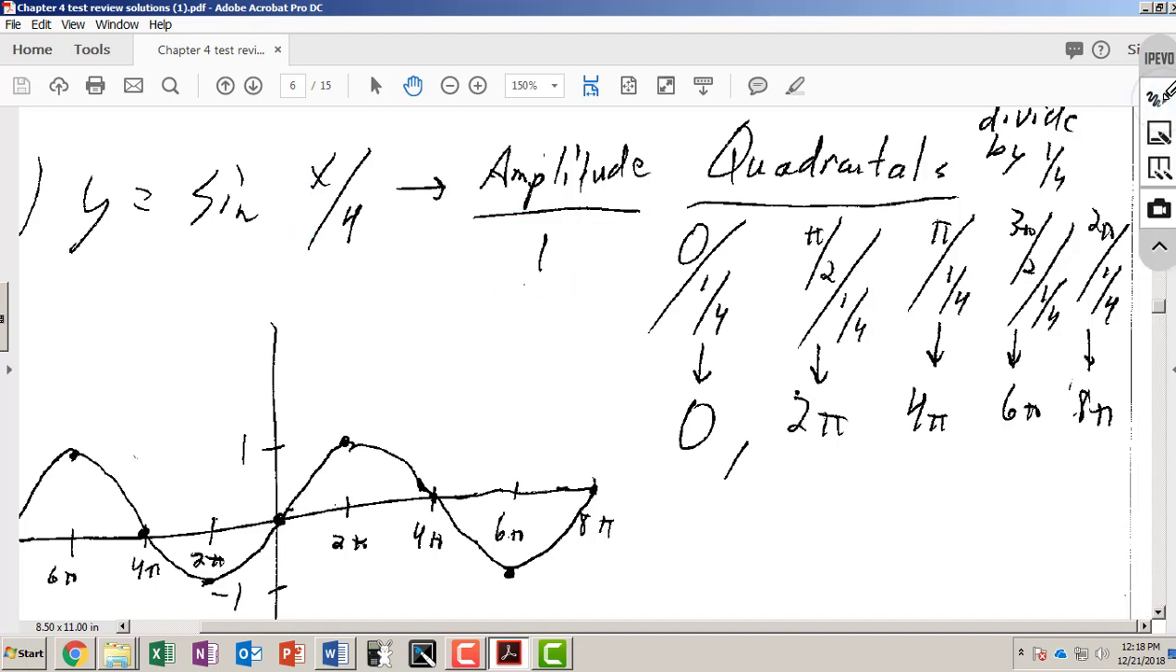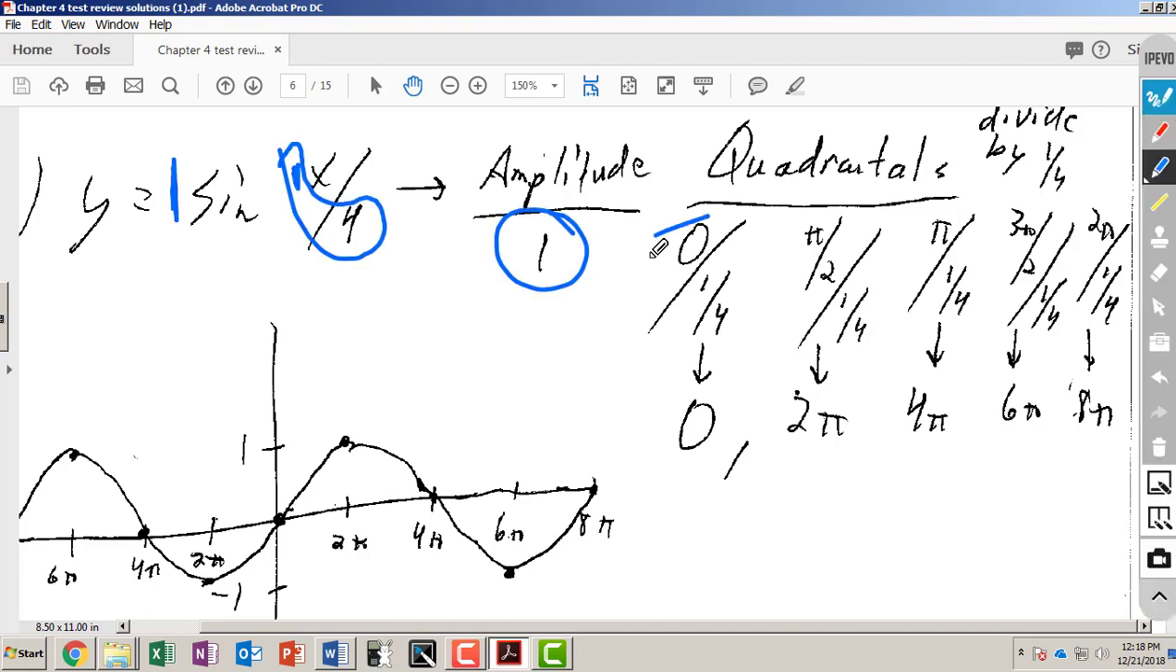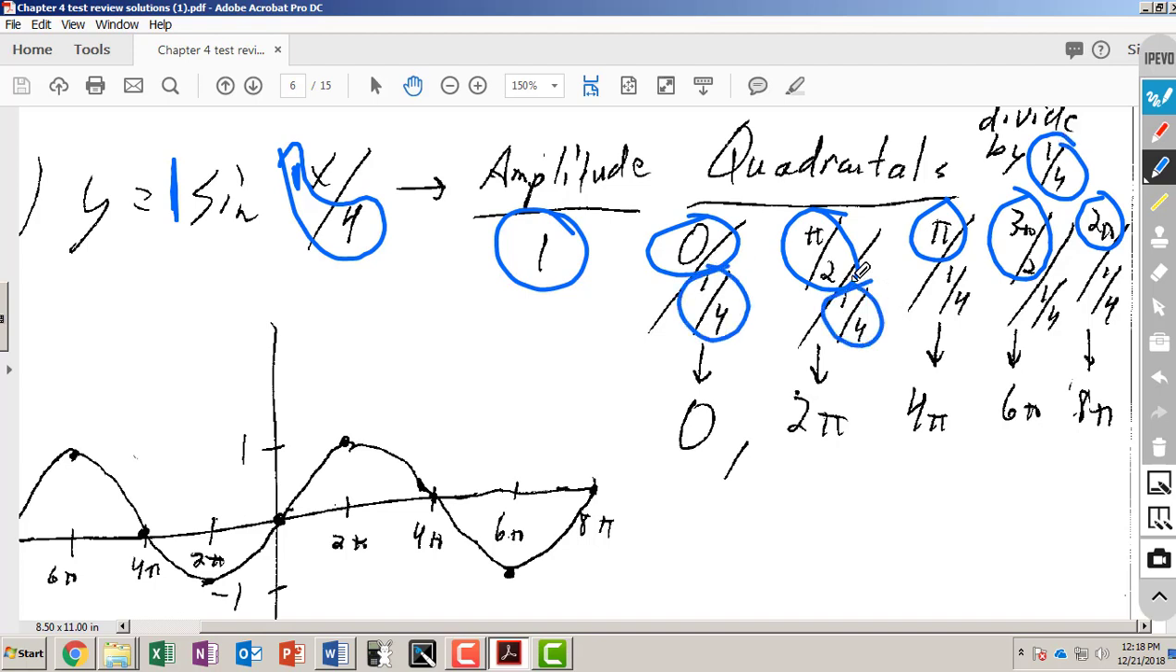So that means that I need to take my 5 main points. Here's my 5 main points at 0, pi over 2, pi, 3 pi over 2, and 2 pi. And I'm going to divide each one of those by 1/4. Now the reason why I don't include 0, and a lot of times when I talk about my 5 main points, is because, of course, 0 divided by 1/4 is just going to be 0. So my first main point is at 0.